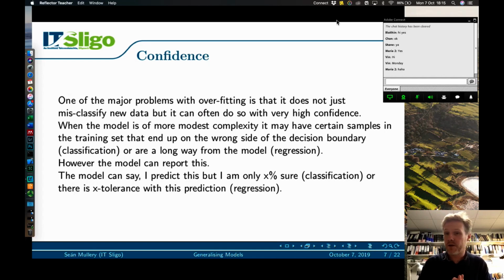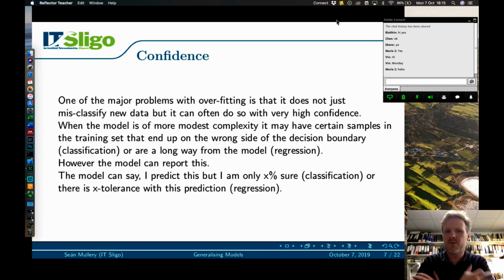And it can often be very useful to know that it's not particularly confident of the thing, because it can be useful just to be able to tell that this might not be a trustworthy prediction. The problem with an overfitting model is that it might get the prediction wrong for starters and be very, very sure of itself. And those two problems are equally as bad as each other.